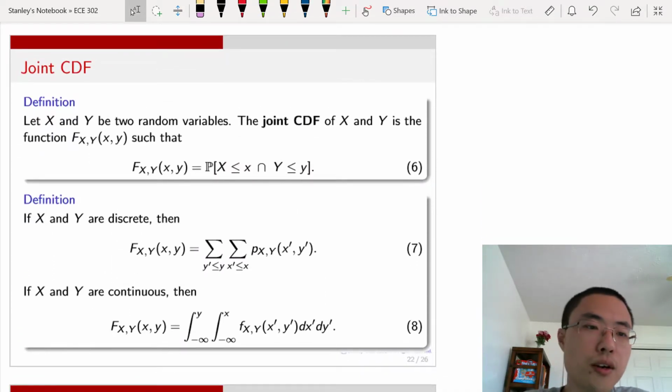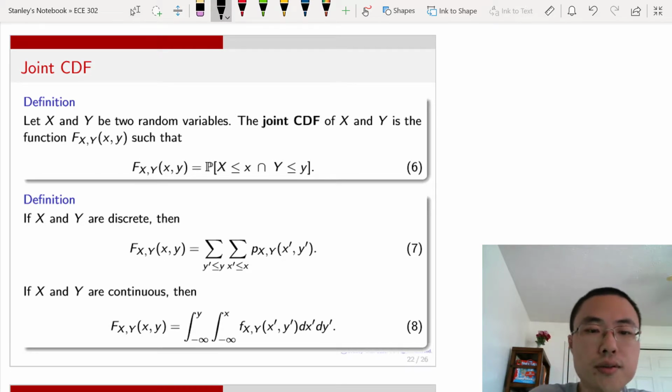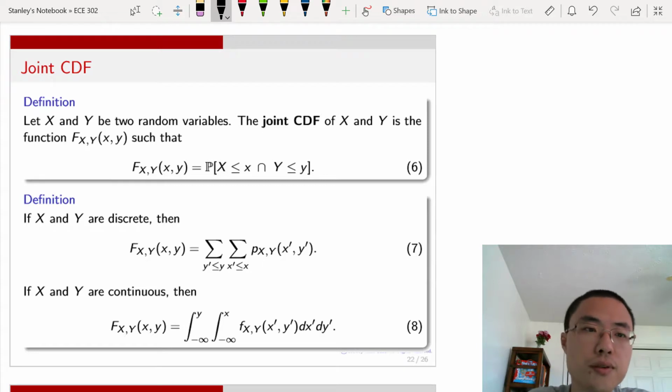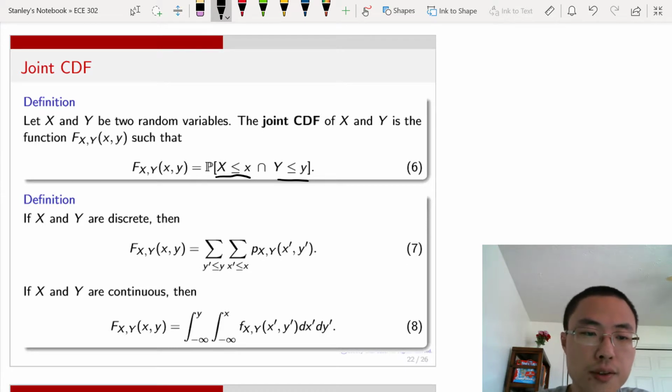Now, finally, let me talk about joint CDF. Okay, joint CDF is used less often compared to the joint PDF and also the joint PMF, as well as the marginals. But we still want to know some of the basic definitions of joint CDF. If you have two random variables, the joint CDF of x and y is defined as the probability that X is less than x and Y is less than y. That's just a very natural extension of CDF to two-dimensional cases.